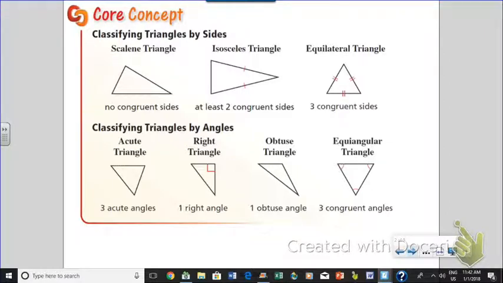An acute triangle has three acute angles. A right triangle has one right and two acute angles. An obtuse triangle has one obtuse angle with two acute angles. And an equiangular triangle has three congruent angles.